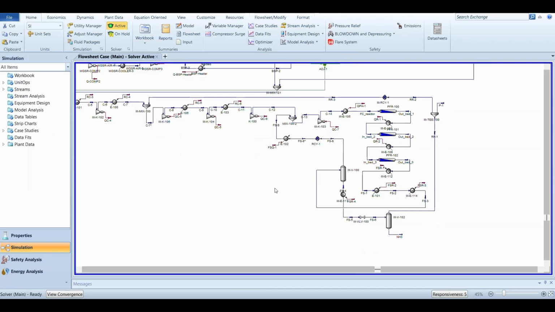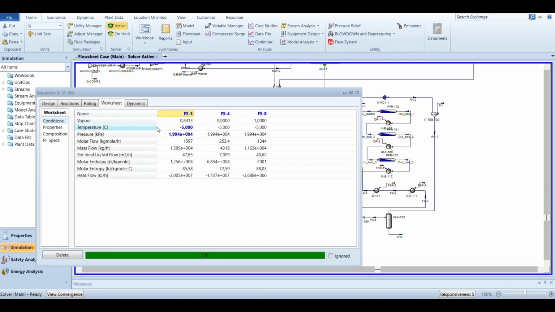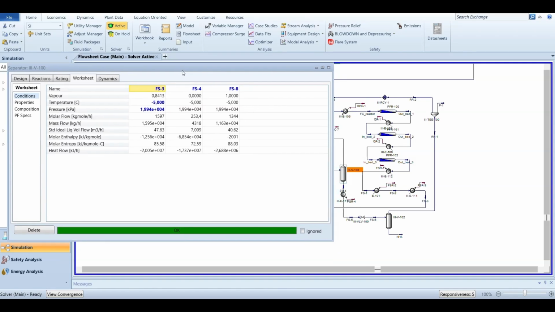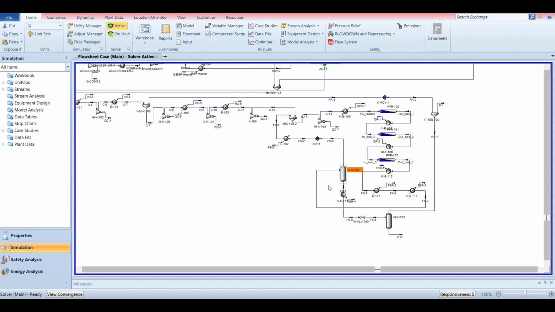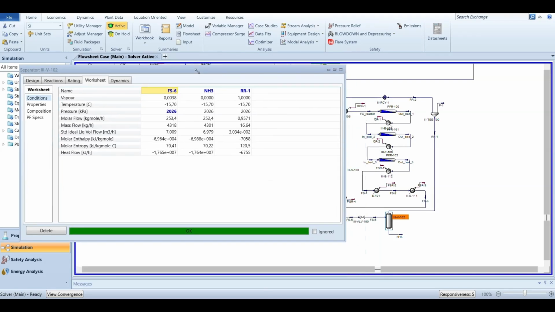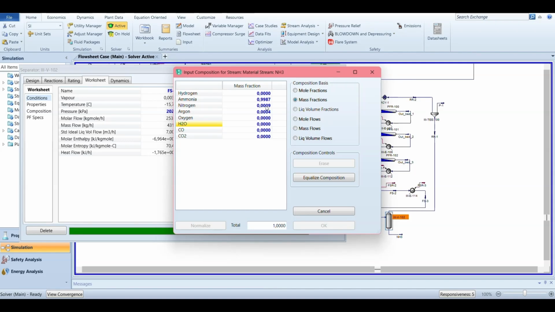Product recovery is achieved through a 2-stage flash system. The high-pressure separator at -5 degrees Celsius recovers reactants, while the low-pressure stage at 20 bar degases solubles to reach a final purity of 99.87%.